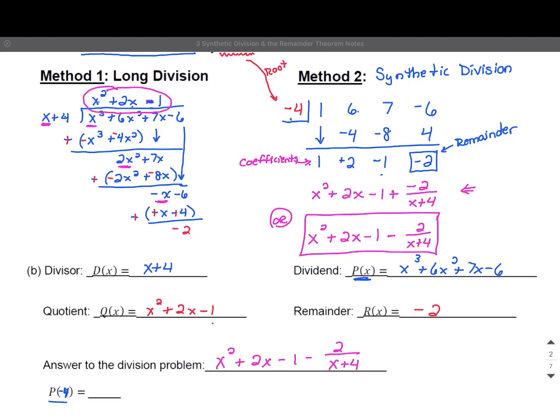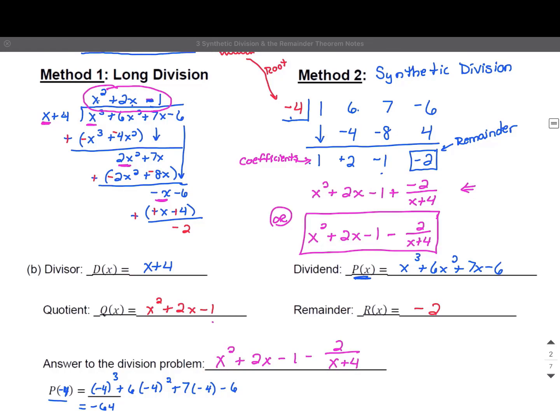So what we have is negative 4 raised to the third plus 6 times negative 4 squared plus 7 times negative 4 minus 6. So that's going to be negative 64. Negative 4 squared is 16 times 6, that's 96. Then 7 times negative 4 is negative 28, minus 6. And if we look, negative 64 minus 28 is negative 92, minus 6 is negative 98. So I have 96 minus 98, that's negative 2.